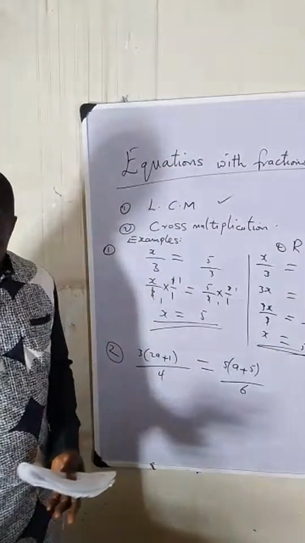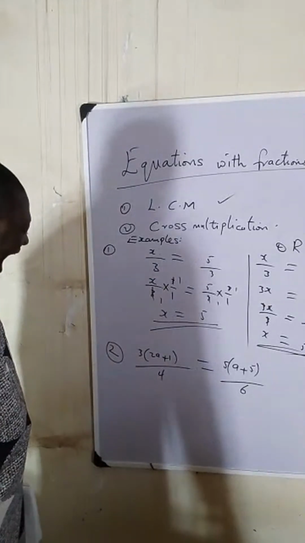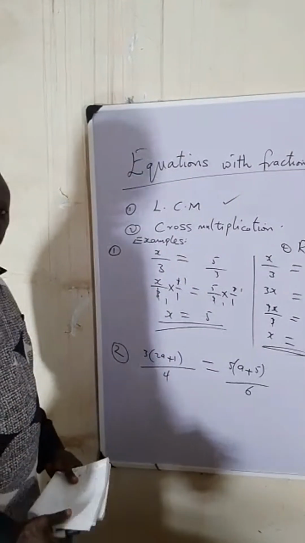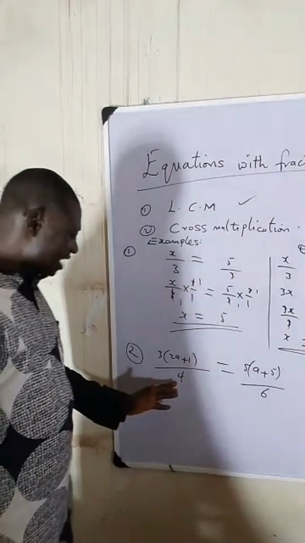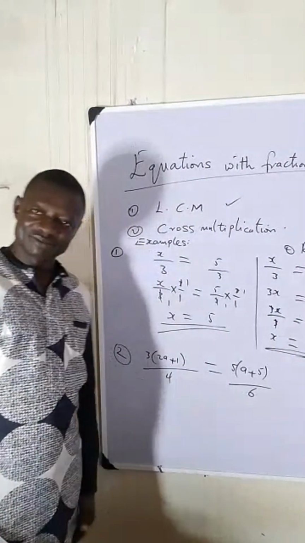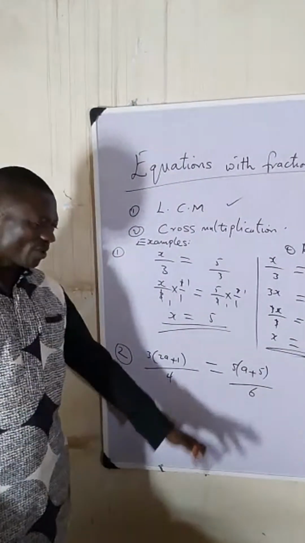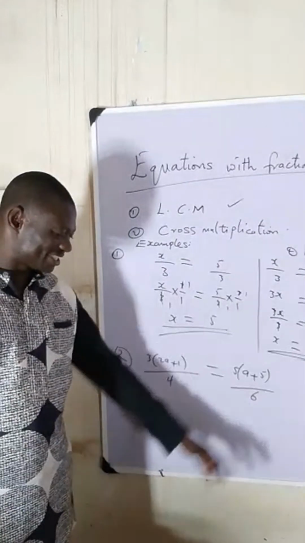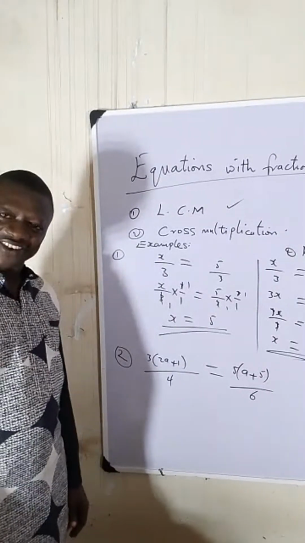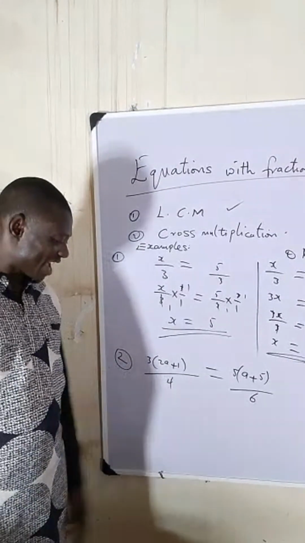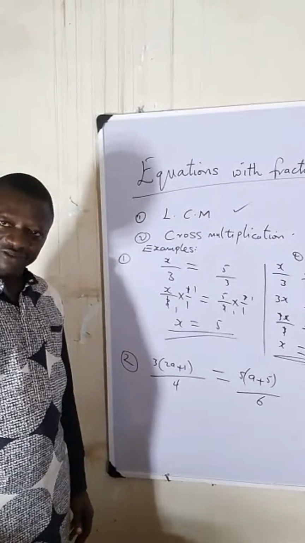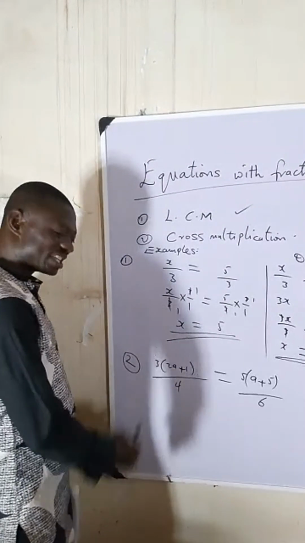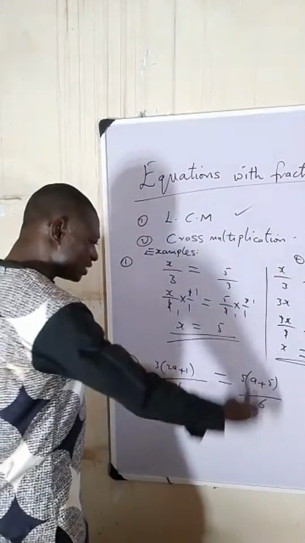Let us first of all use LCM method. So we should be asking ourselves, what is the LCM of 4 and 6? I hope you still know how to work it out. LCM of 4 and 6. Is it 6? No. The LCM of 6 and 4 is 12. So we should multiply this fraction on the left hand side with 12 and multiply this with 12.